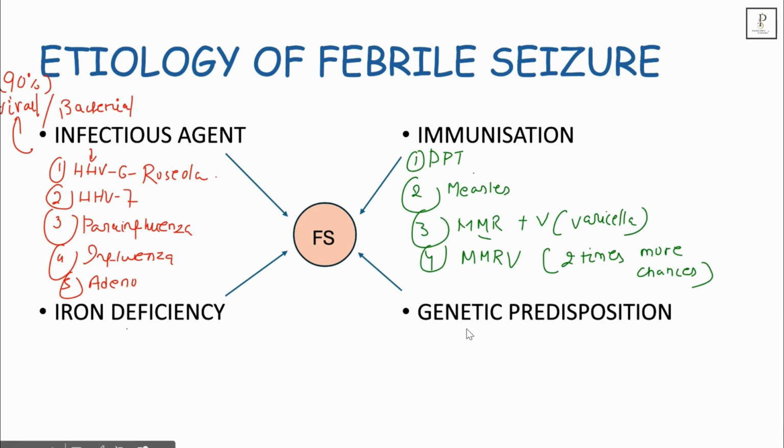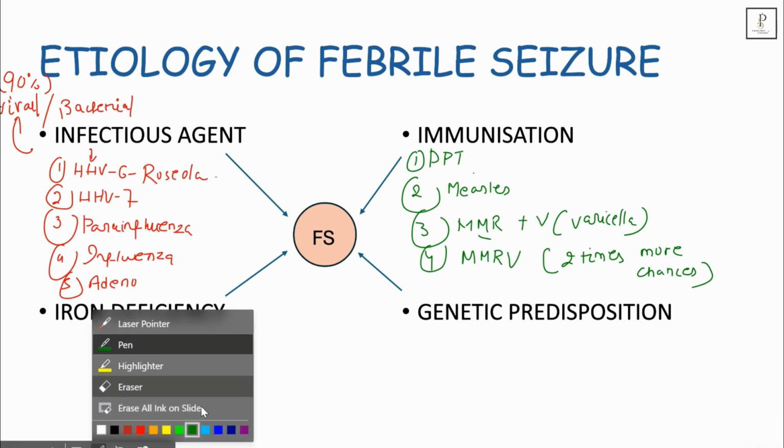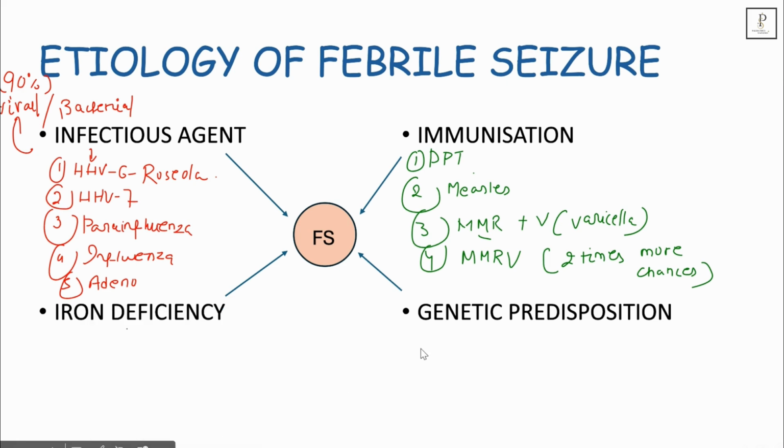Iron deficiency, then next comes genetic predisposition. Talking about genetic predisposition, febrile seizure runs in families, first thing.